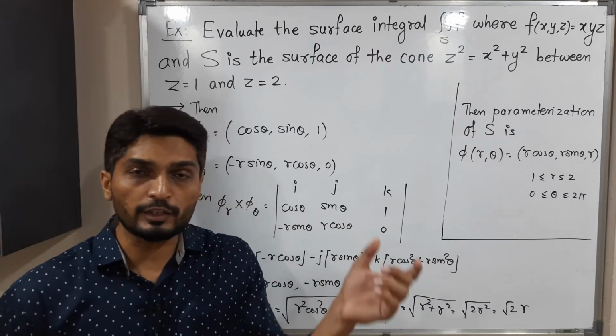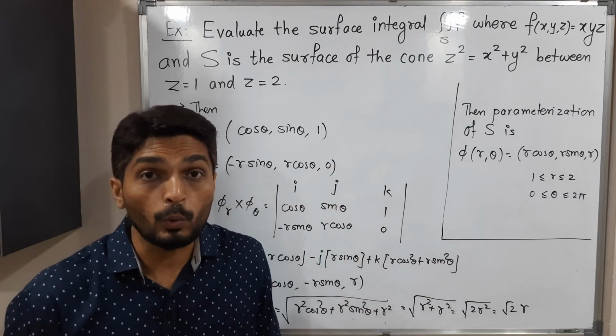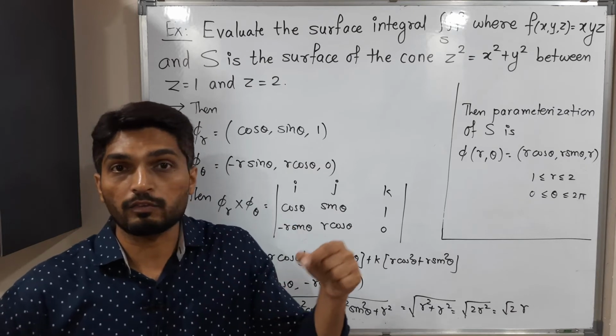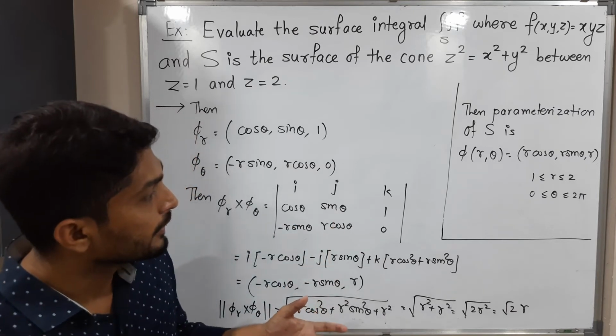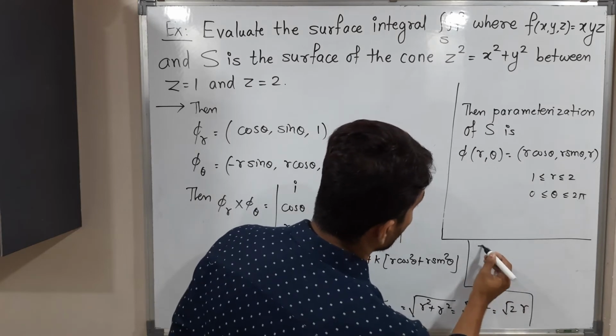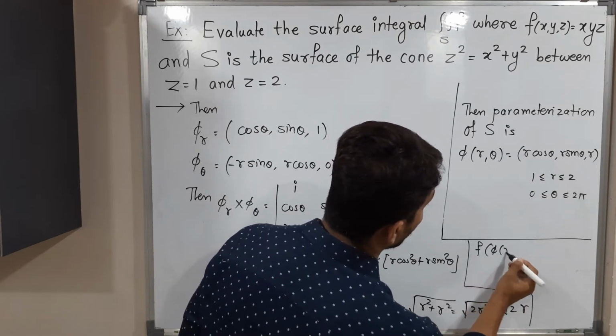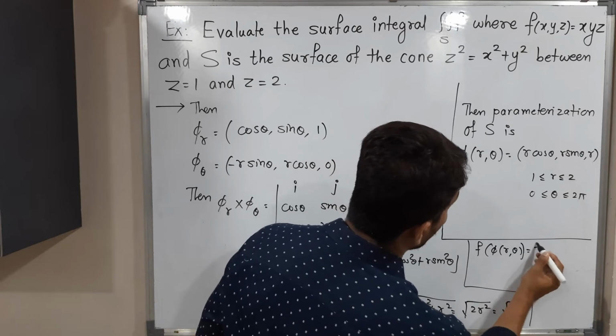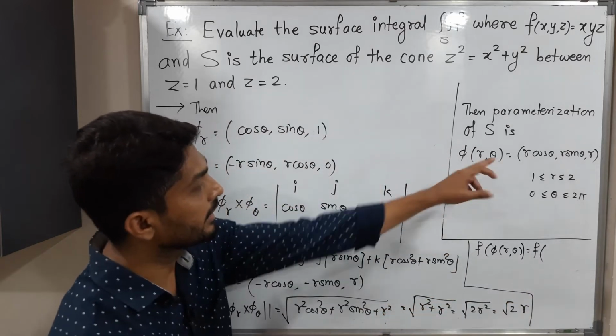You remember in a definition, after having the value of norm, we should know the value of f of phi of r theta. So let us find its value. Yes, I will do it here. Okay, we have some space, let us use. So f of phi of r theta. So this is equal to f of, what is phi of r theta? Let me put it here.